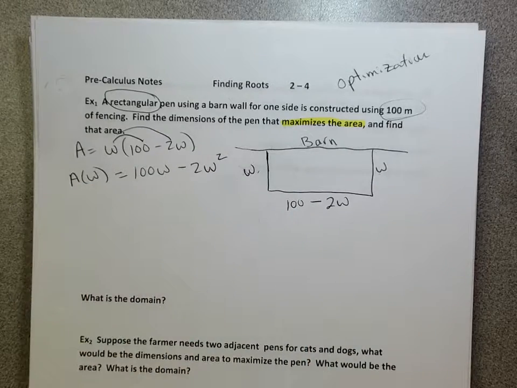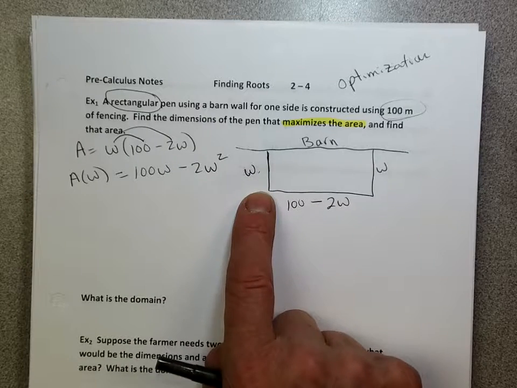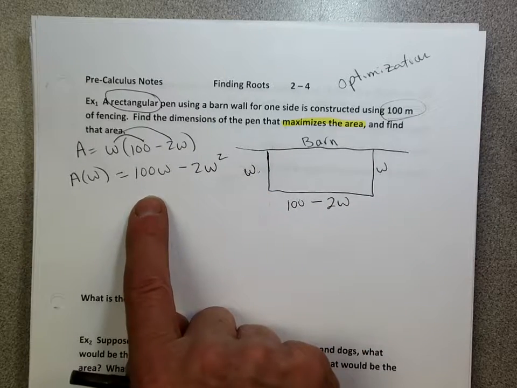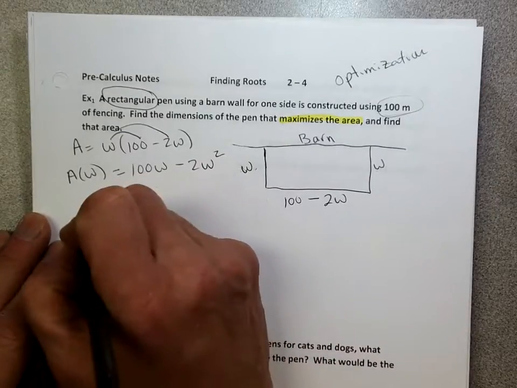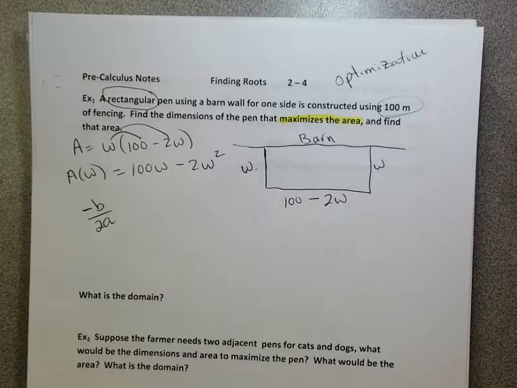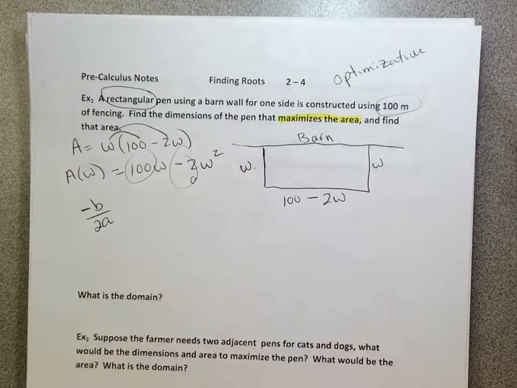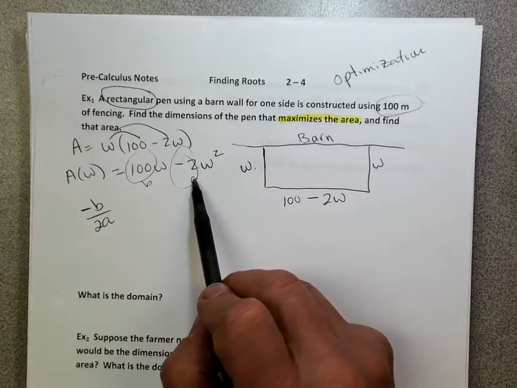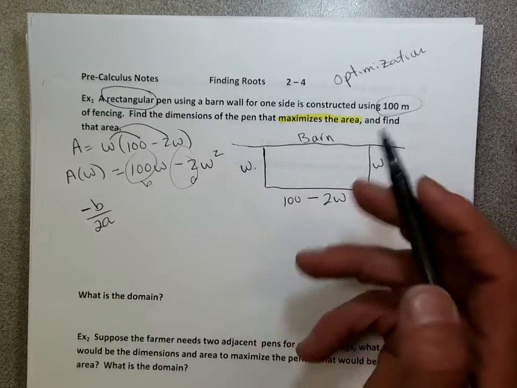Now, if I want to maximize it, I know a couple of things. I could graph it, and it would be a parabola, and I'd want to find where the maximum is. Or since it is a parabola, with a squared term, I can use my formula, negative b over 2a. So a is my negative 2, and b is my 100, because a is always the coefficient of the x squared term, and b is always the coefficient of the x term.